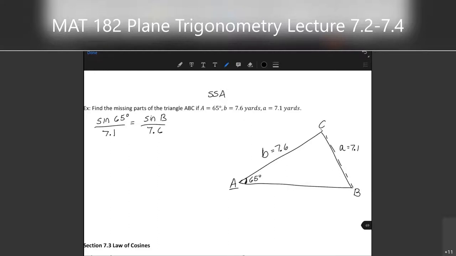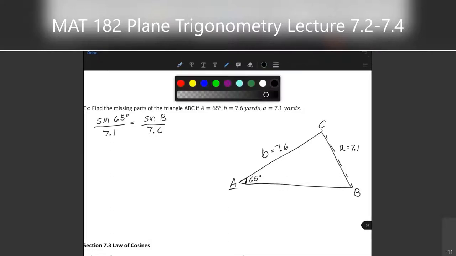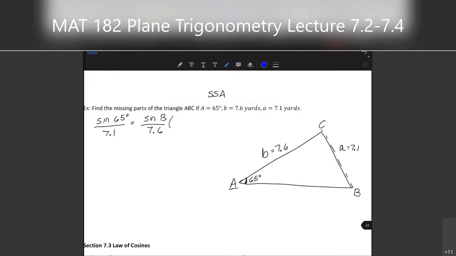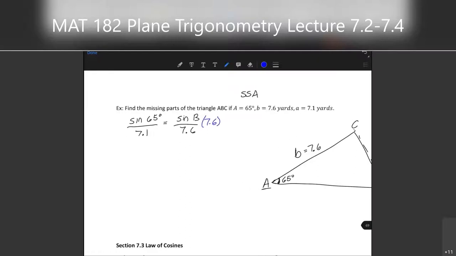So we still can consider either cross multiplication, or we could just take the approach of multiplying both sides by 7.6, and that will free up sine of B. So again, just to remind us that with the law of sines, we can take the reciprocal of the law of sines ratios, and we'd still have a true ratio for those side lengths and angles. So multiplying that 7.6 on both sides, we can cancel on the right. And now we're just left with the sine of B equal to some constant.